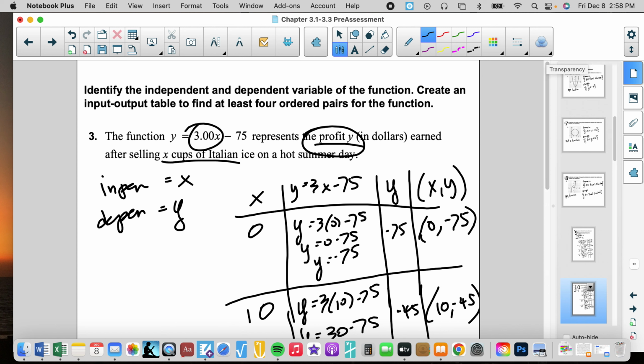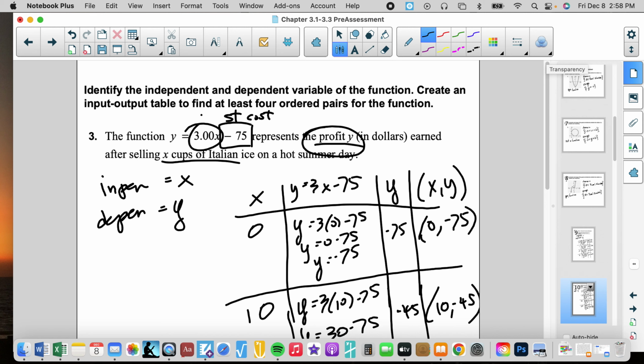This is the amount of revenue. This is my revenue of Italian ices, and this is my initial investment. This is how much I have to spend to start up. That's my startup cost. It's going to cost me $75 to get the ice, to get the food coloring, to get the ice box, whatever. Those are my initial costs to start my business.